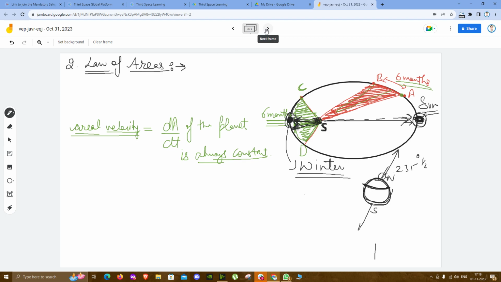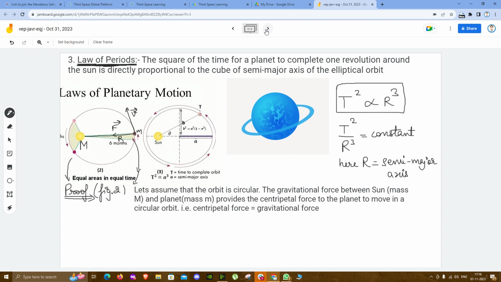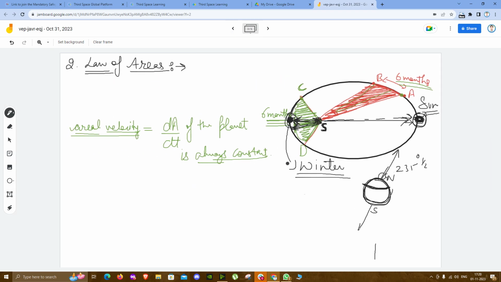Okay, let me now take you to the proof. Before we do that, let's understand the law of periods, that is Kepler's third law of motion. Before we do that, let me get you back to the second law. Let me give you an assignment for this.